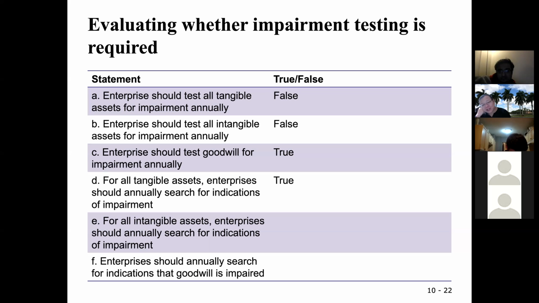E, for all intangible assets, enterprises should annually search for indications of impairment. True or false? False. Why is it false?